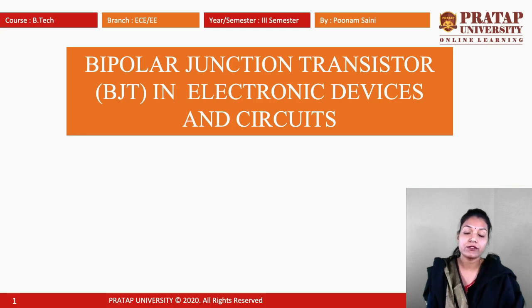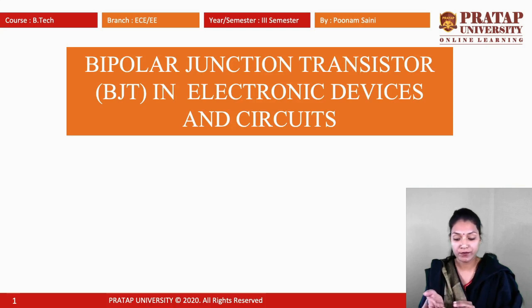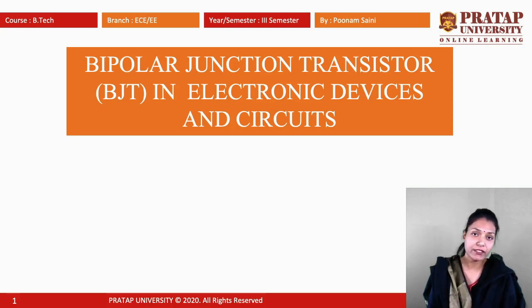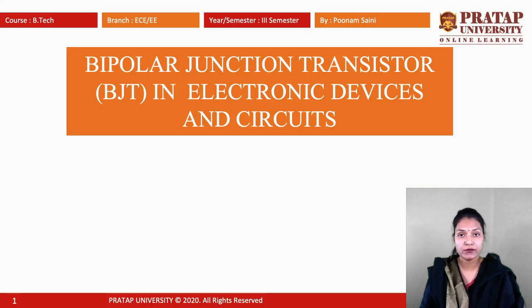Today we are going to discuss BJT. Transistors are differentiated into three types: first is FET, second is BJT, and third is MOSFET. FET is the field effect transistor, a transistor in which a field, some magnetic or electric field, is introduced. BJT is the bipolar junction transistor, and MOSFET is the metal oxide semiconductor field effect transistor. So today we are going to discuss BJT.